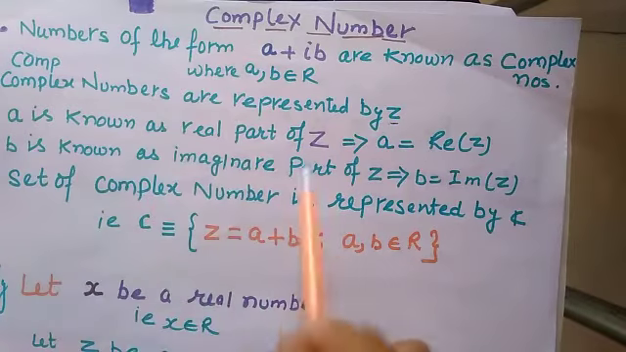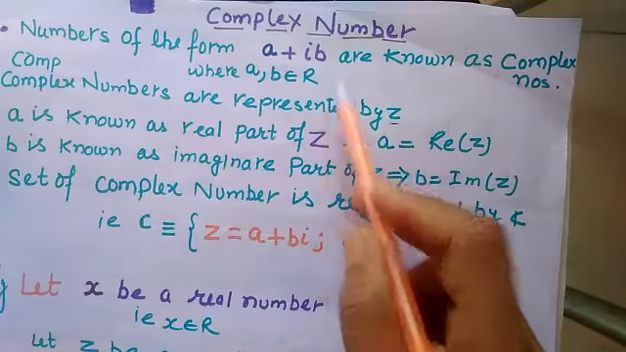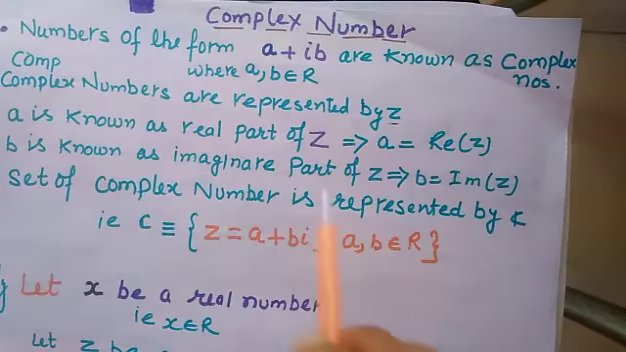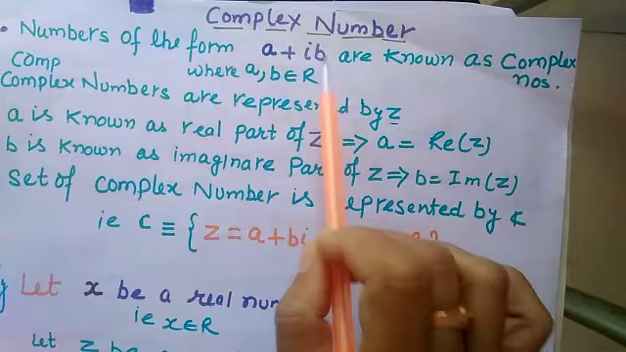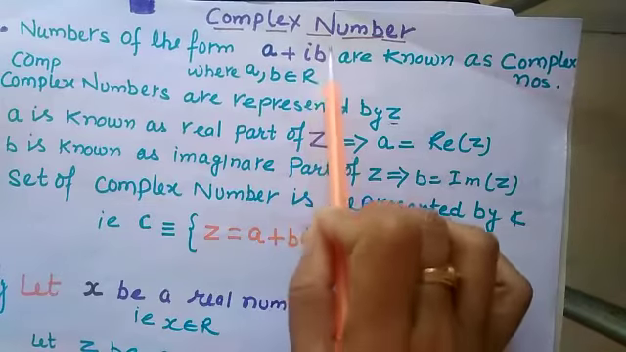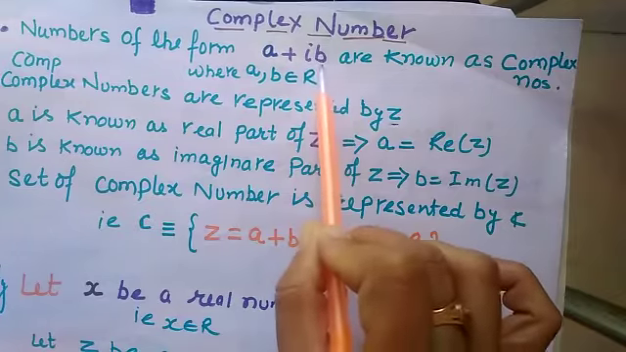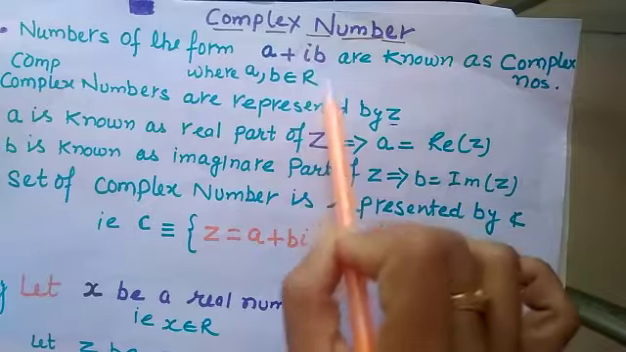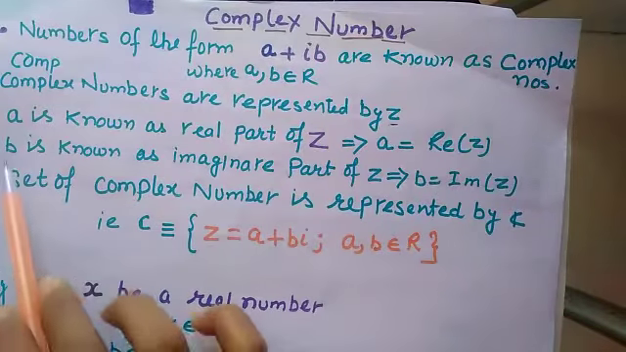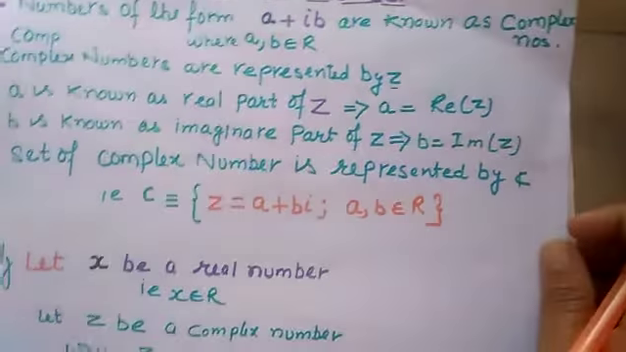a is known as the real part of the z and b is known as the imaginary part of the z. b is not imaginary, as b and a both are real numbers. When it is attached to the iota, it will become imaginary. So please understand this thing. b itself is a real number, but when it attaches with the iota, it will become imaginary. So b is known as the imaginary part of z.